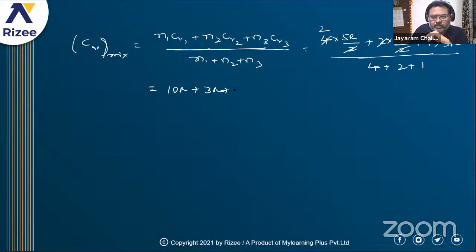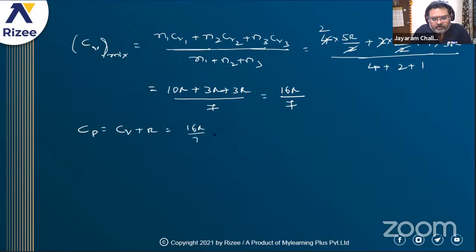So 3R plus 3R by 7 is going to be 16R by 7. And as we know, according to Mayer's hypothesis, Cp is equal to Cv plus R. So 16R by 7 plus R will be equal to 23R by 7. This is your first method.